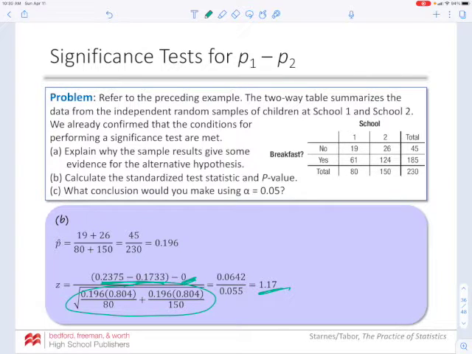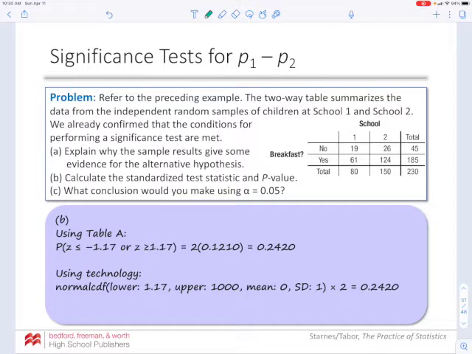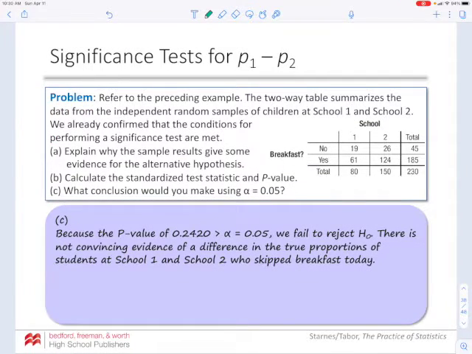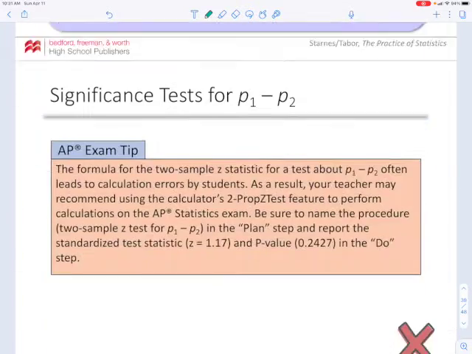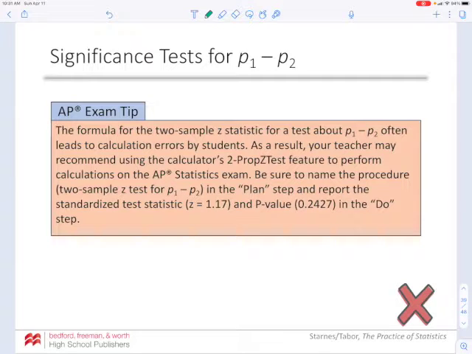So z is 1.17. So using our table, we get 0.1210, but this is a not-equals-to, a two-tailed, two-sided test, so we have to multiply by 2, which gives us a p-value of 0.2420. So because the p-value of 0.2420 is greater than alpha, 0.05, we fail to reject the null hypothesis. There is not convincing evidence of a difference in the true proportions of students at School 1 and School 2 who skipped breakfast today.